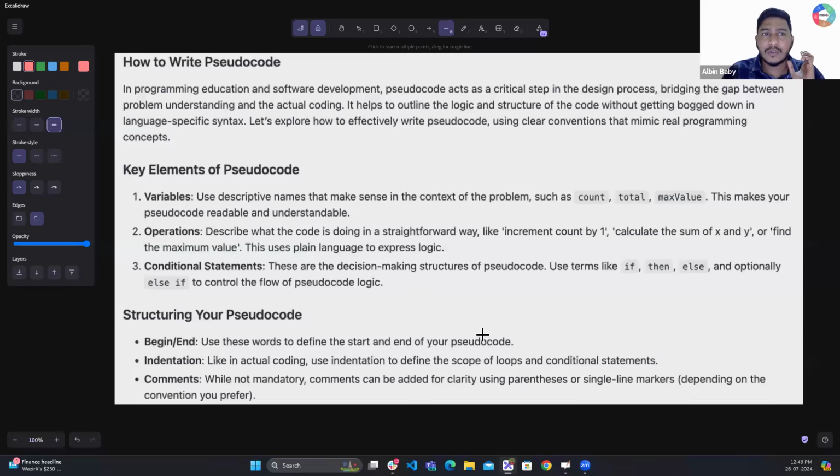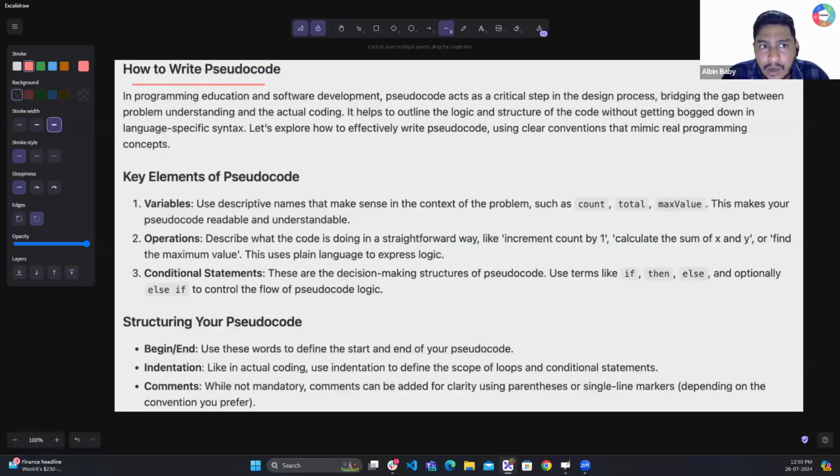So how to write pseudocode in programming, education, and software development? Pseudocode acts as a critical step in the design process, bridging the gap between problem understanding and actual coding. It helps to outline the logic and structure of the code without getting bogged down in language specific syntax. Just think, if a Chinese person comes and he's stuck with Tamil, will he understand anything? No, right? So the Tamil guy needs to speak English to the Chinese person. Or if a Tamil person is going to China, he won't understand, right? So that's why in programming, pseudocode comes into the picture.